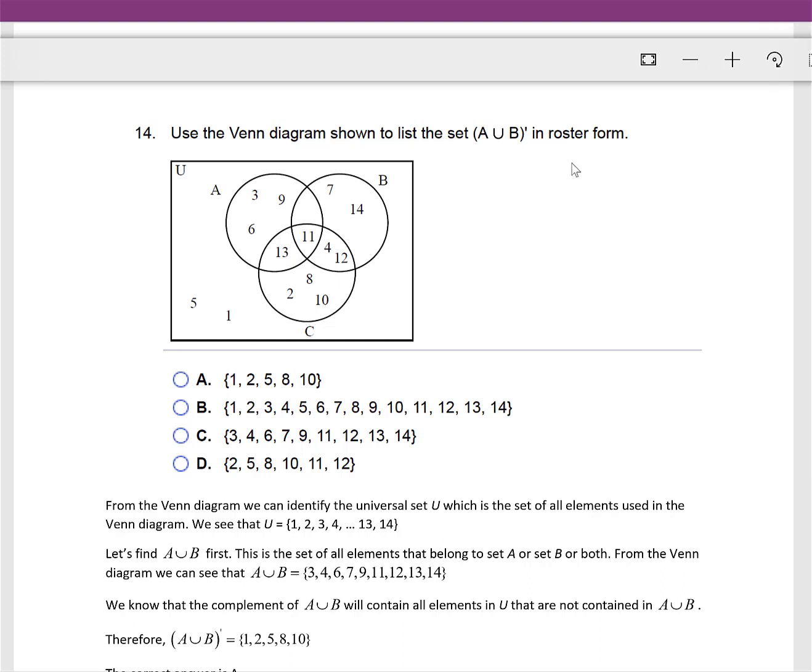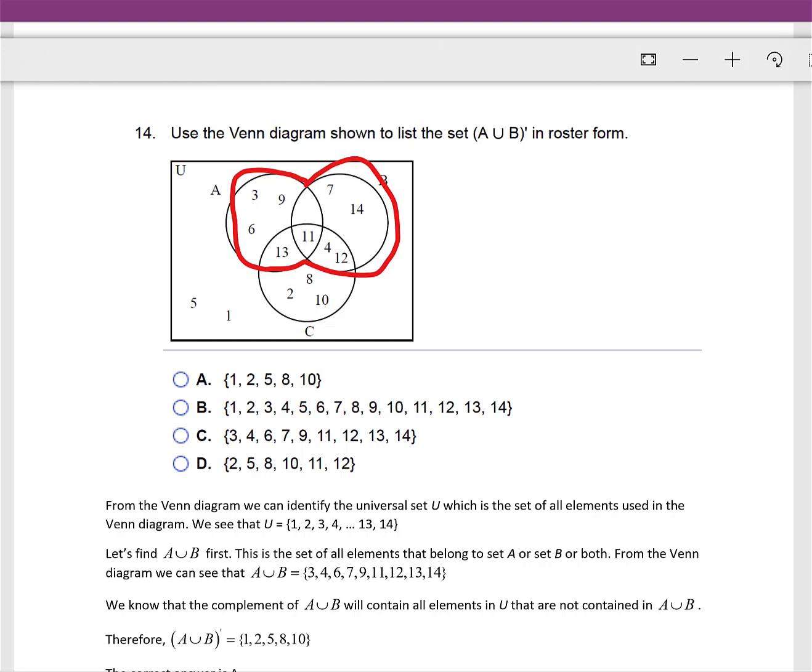Let's do red. So if I go in my diagram here and I take all the elements first that are in A union B, I'm really just circling here, and I see that it's all those elements there. And if you put them all in a list, you come up with, right down here, 3, 4, 6, 7, 9, 11, 12, and 13. And then you want to take the complement of that, and that's everything that's in the universal set that's not included in A union B.